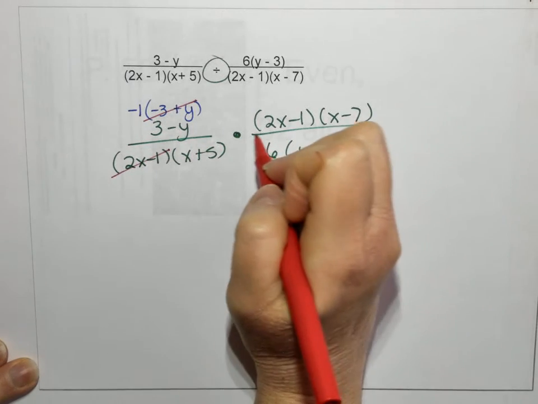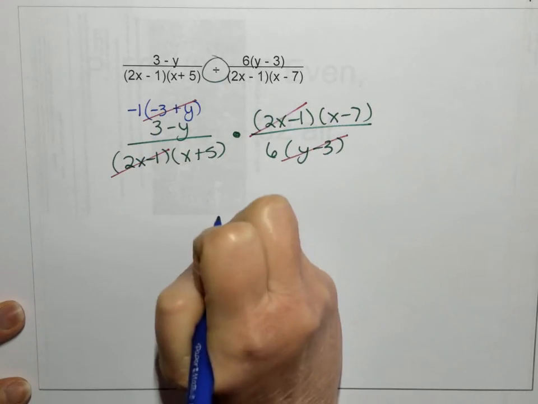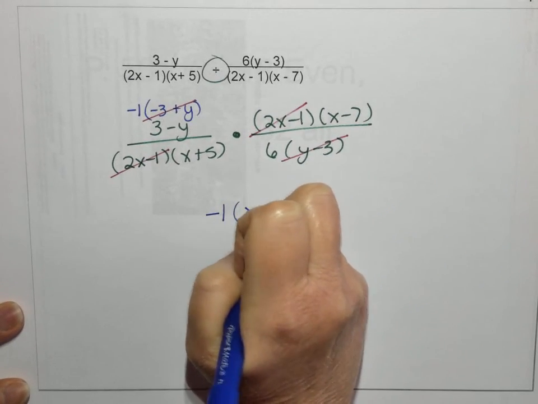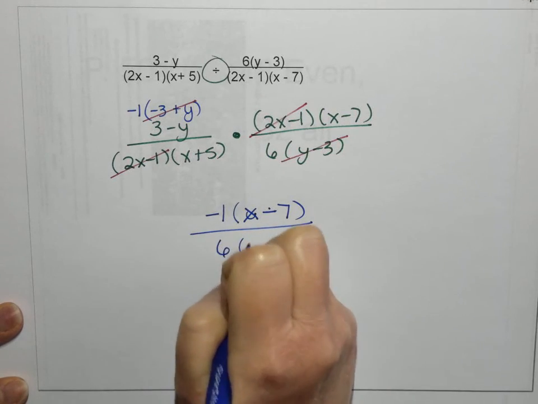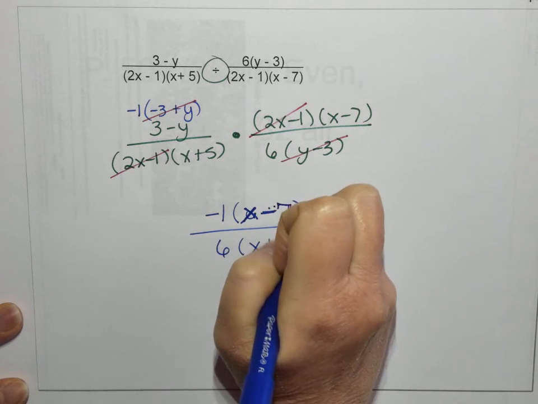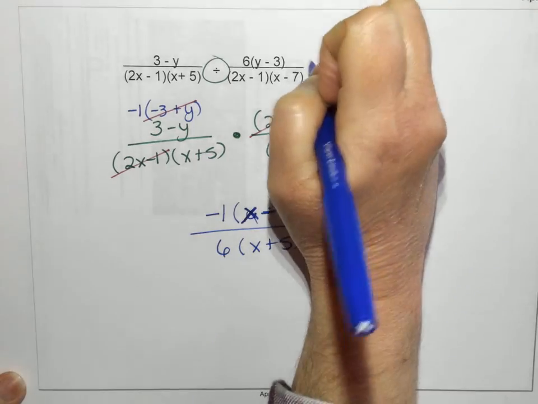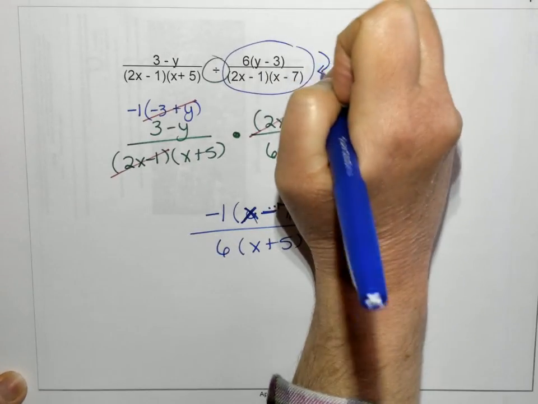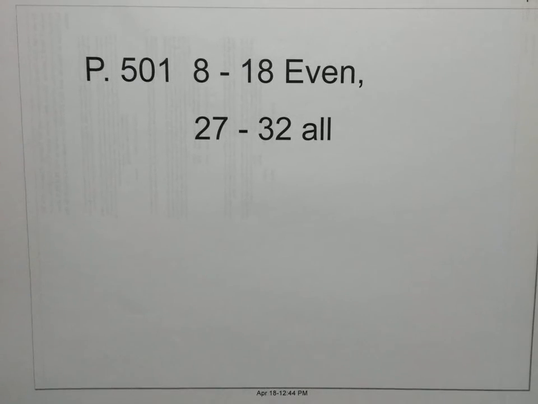I have a 2x minus 1 down here and a 2x minus 1 up there, which means what do I have left? Well, I have a negative 1. I have an x minus 7, and on the bottom I have a 6 and an x plus 5. There we go. Remember, the only thing different between multiplication and division is the fraction on the right gets turned upside down.